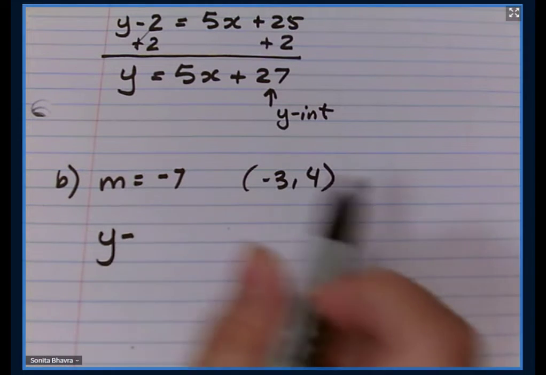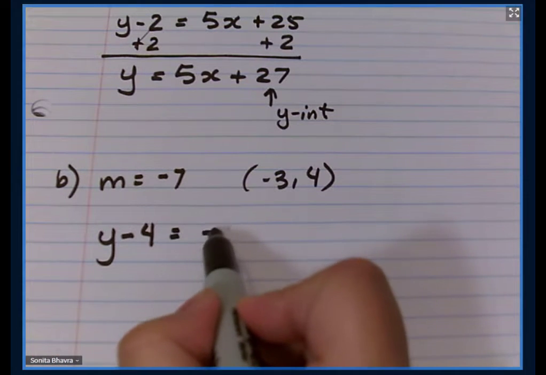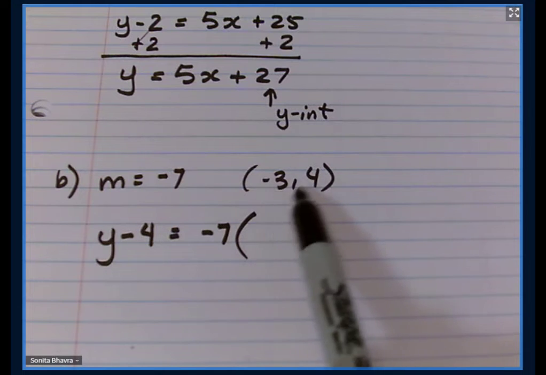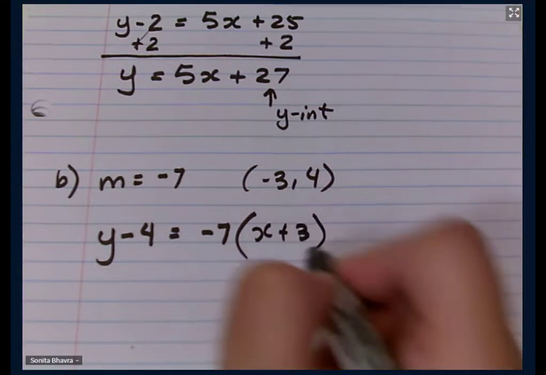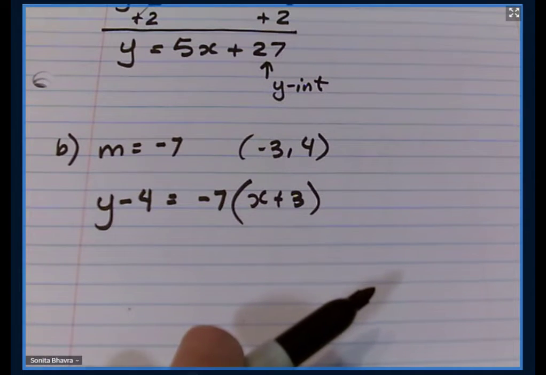So y minus 4 is equal to negative 7. That's our slope. And then x minus negative 3. X minus negative 3 will become x plus 3. So that's what our equation looks like in the slope point form. And we're going to now put it into our slope intercept form.